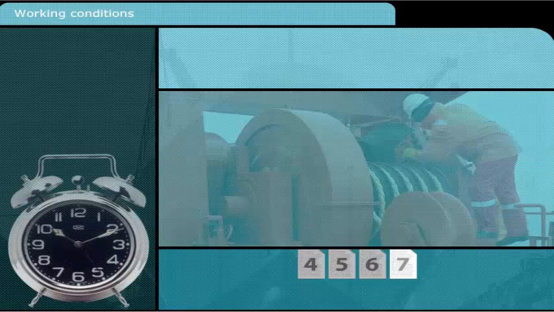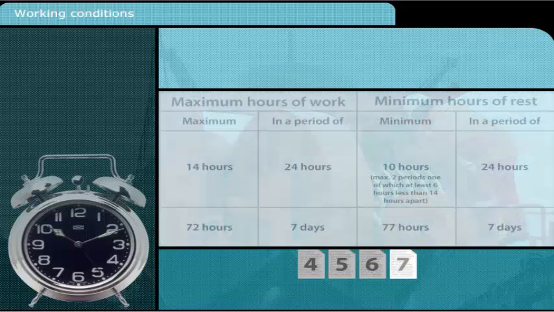The requirements for seafarers' hours of work and hours of rest are covered by Regulation 2.3, the purpose of which is to ensure that seafarers have regulated hours of work or hours of rest. The maximum hours of work and the minimum hours of rest allowed in periods of 24 hours and 7 days are shown in the table.